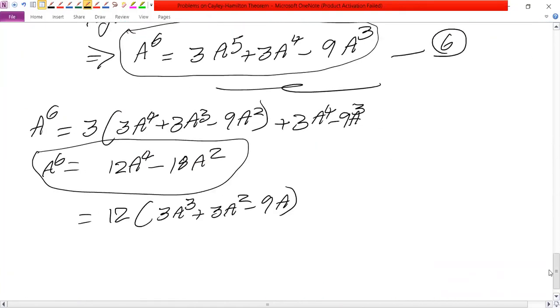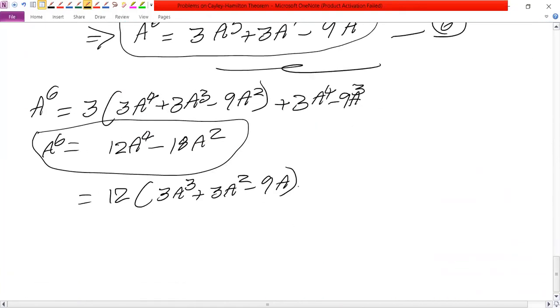Yes, sir. Minus 18a square. Then what will we get? 12 3s are 36a cube plus 12 3s are 36a square minus 18a. So we'll get 18a square.